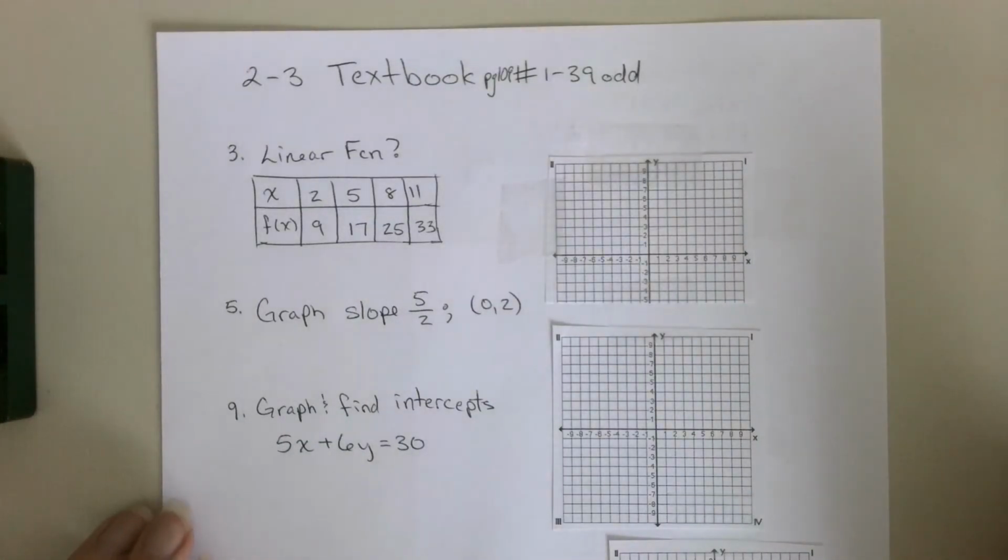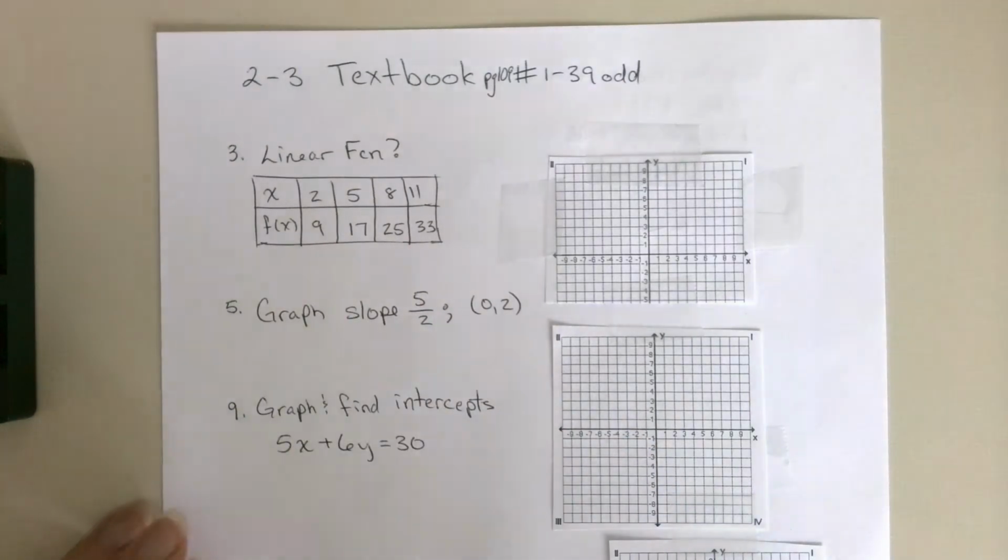These are some textbook exercises from section 2.3, page 109. And the first thing we're going to do is determine if this is a linear function. So we're looking at a table of values.